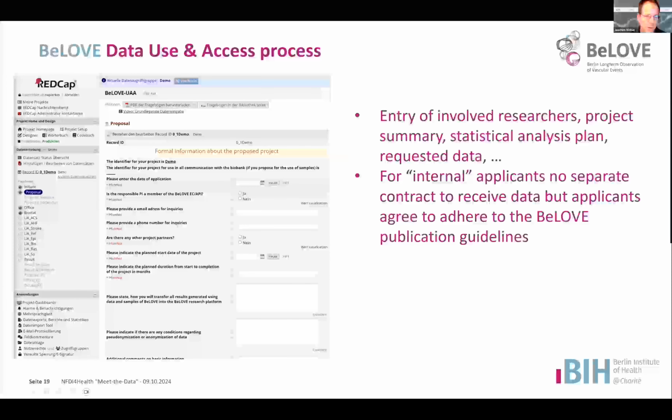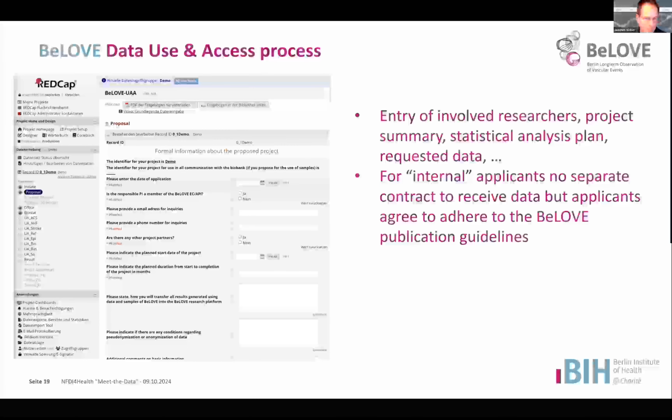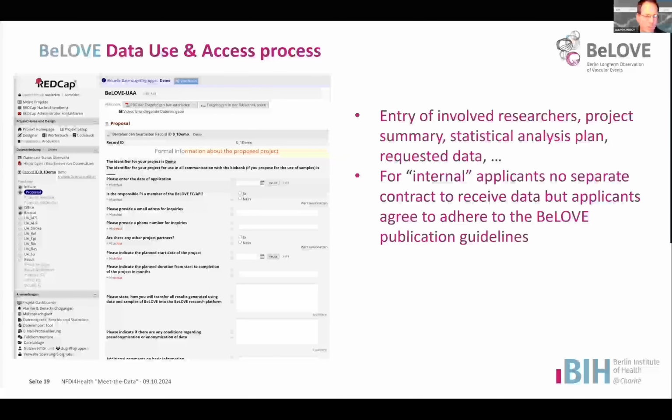Data and sample use application includes a number of information. So, for example, about project management, project partners, project title, and so on, summary, outcomes, also information for the analysis, or mock tables for the data analysis, transfer of the results back into the BeLOVE research platform, and everything has to be clarified before the proposal is ready to be discussed by the use and access committee.